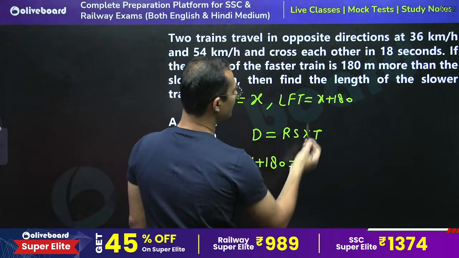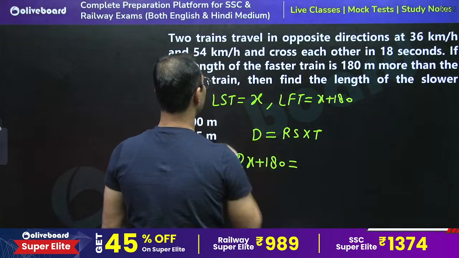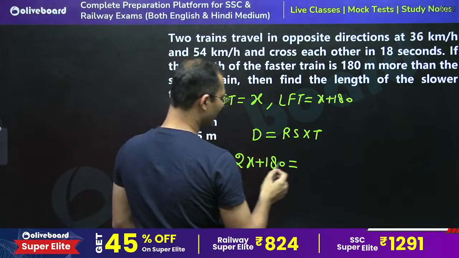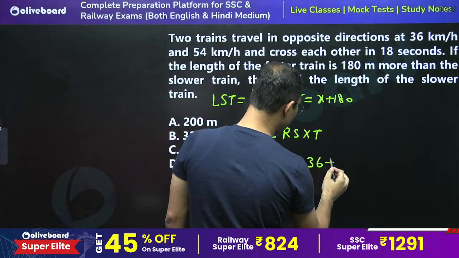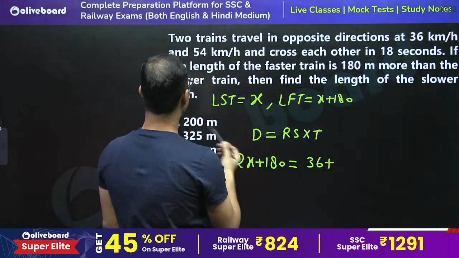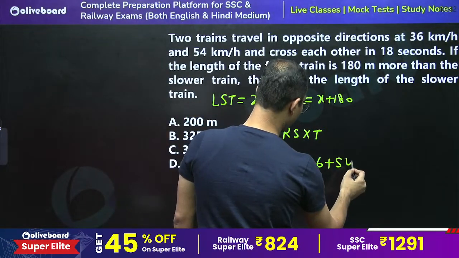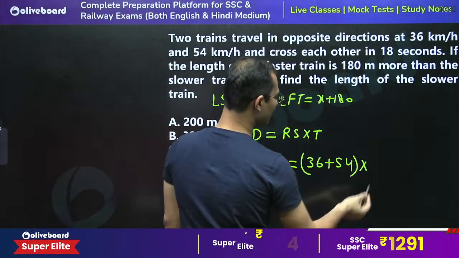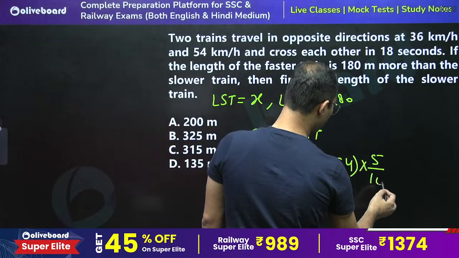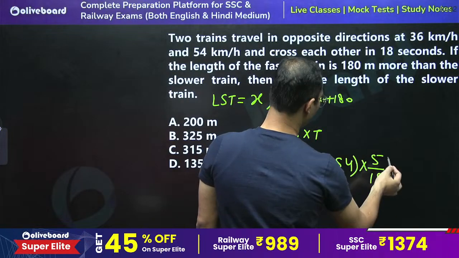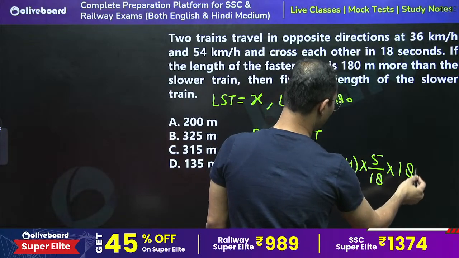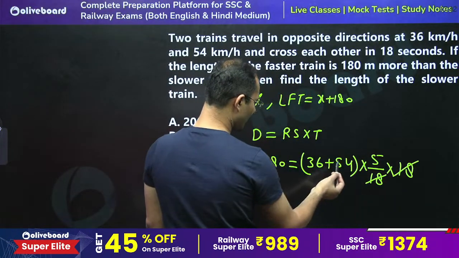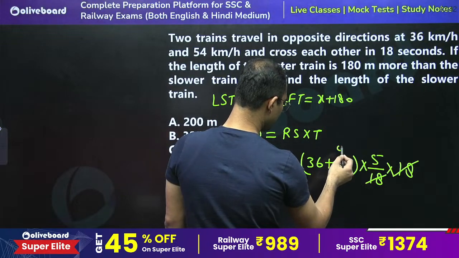What is the relative speed? They are going in opposite direction, right? So when trains are running in opposite direction, relative speed is the sum of speeds. So 36 plus 54, just convert it into meter per second, multiply by 5 by 18, right? And what is the time? 18 seconds, right? So 18 got cancelled.